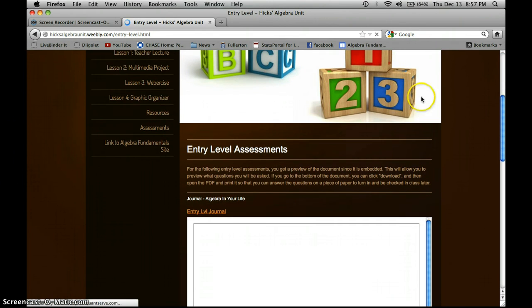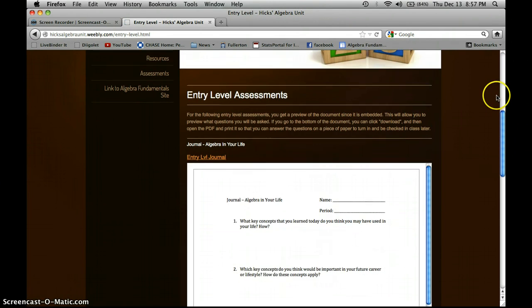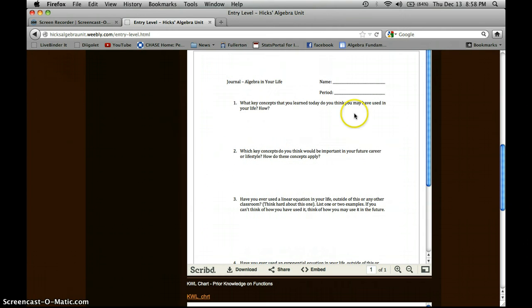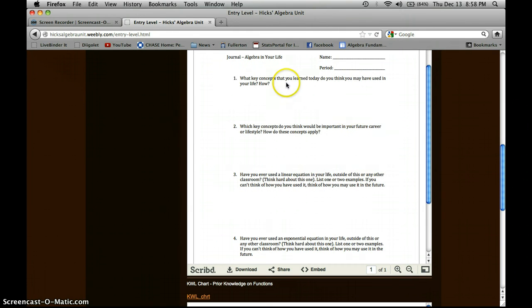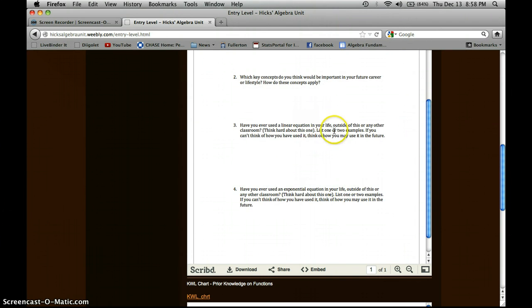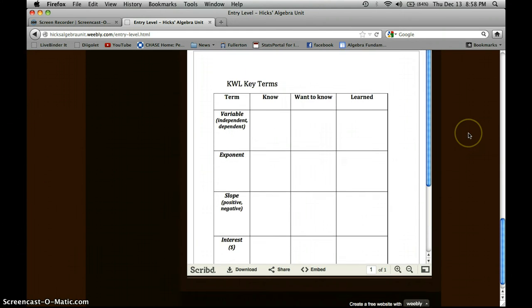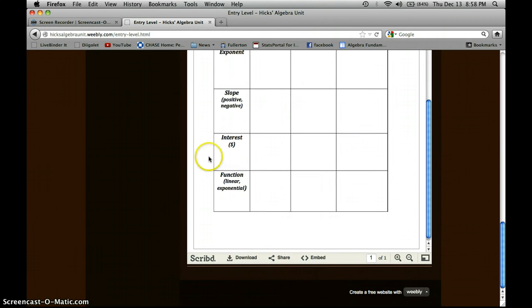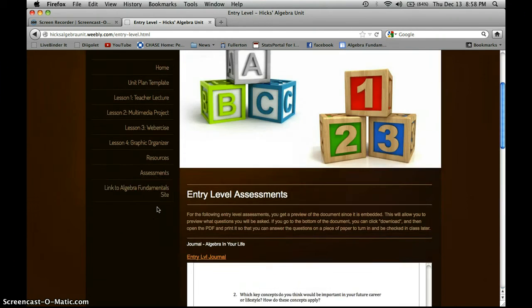I have a picture for entry-level stuff, and basically they have this journal for algebra in their life. Questions like, what key concepts that you learned today do you think may be useful? Which key concepts do you think would be important in your future career? Have you ever used a linear equation in your life outside of this class? How? What about exponential functions? How have you used them? List some examples. And then a KWL chart for some terms. So those are just the entry-level assessments.